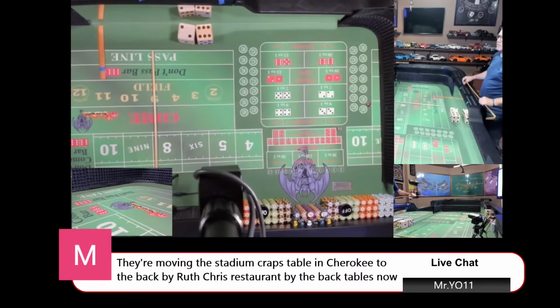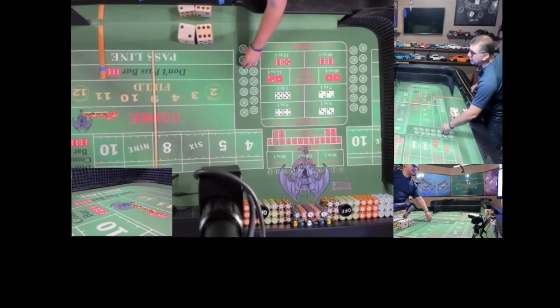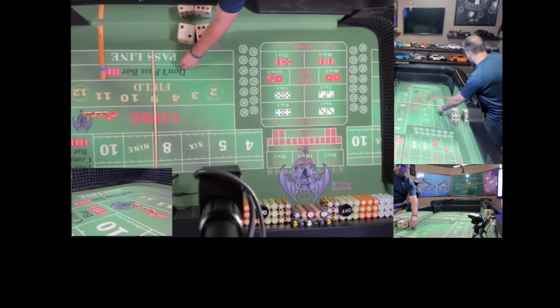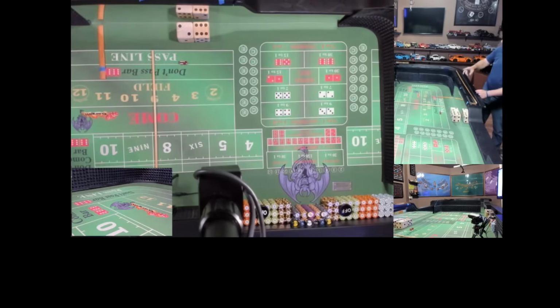They're moving the stadium craps table in Cherokee to the back by the Ruth's Chris restaurant, by the back tables now. Interesting. I'd love to know why, if you know why. I know you have insights. You talk to people over there. Maybe they'll have fewer people and we can get on it more. Anyway, the part toss will definitely work. And remember, the part toss usually is side to side, but you can also toss it from straight out. We've talked about it before.